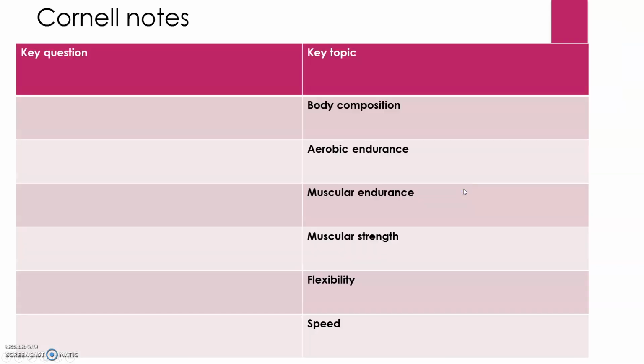is this here. So your Cornell notes, remember we did it in class, this is how you're going to set up your Cornell notes. You can either do it in your textbooks or on a sheet of paper. I suggest you go landscape with this, so split the page in half, key topic on the one side, key question on the other. Your six headings are body composition, aerobic endurance, muscular endurance, muscular strength, flexibility and speed.